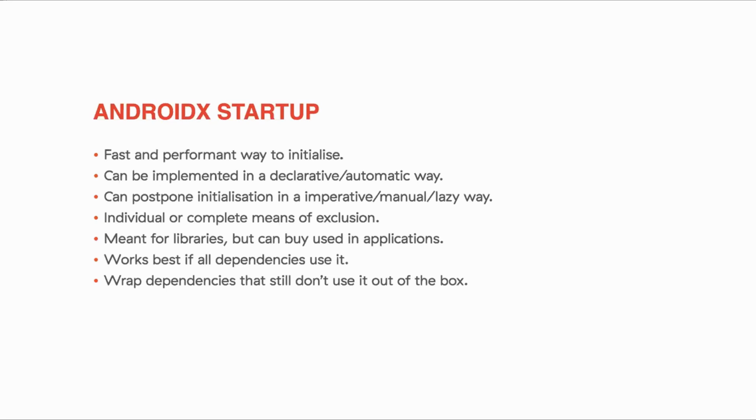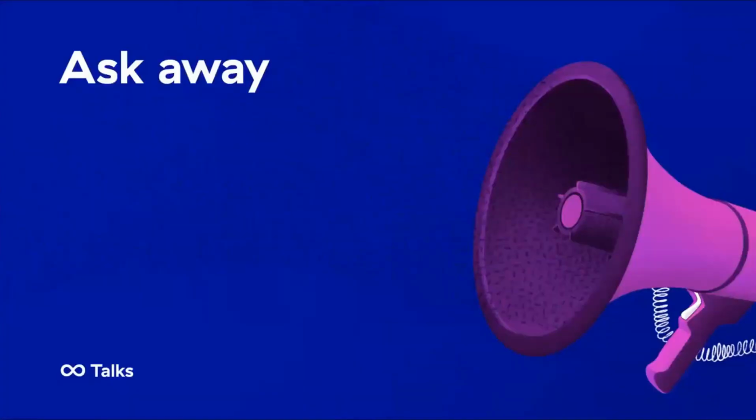So the more dependencies, the more third-party libraries implement this, the faster your application or another library will be. If you can't wait for that, you can wrap other dependencies that still don't implement this into your own initializers. But of course, the downside is that you have to maintain them until those third-party dependencies are up to date and use this. So thank you, that would be pretty much all from me. I hope I didn't speed through this too much.